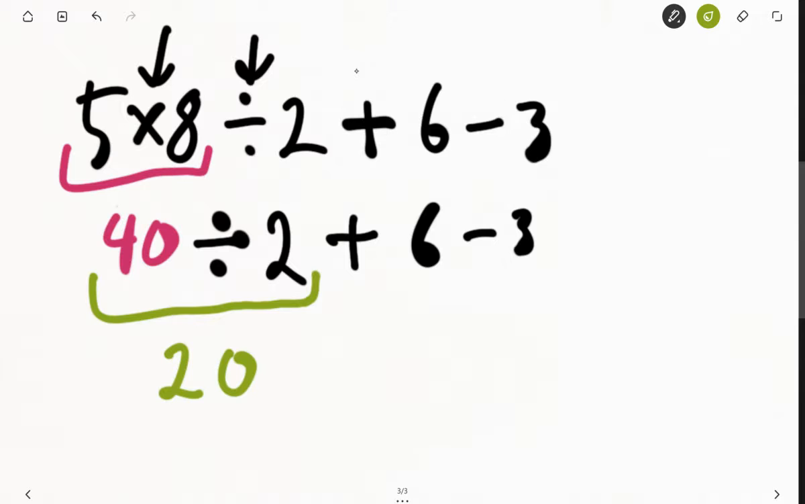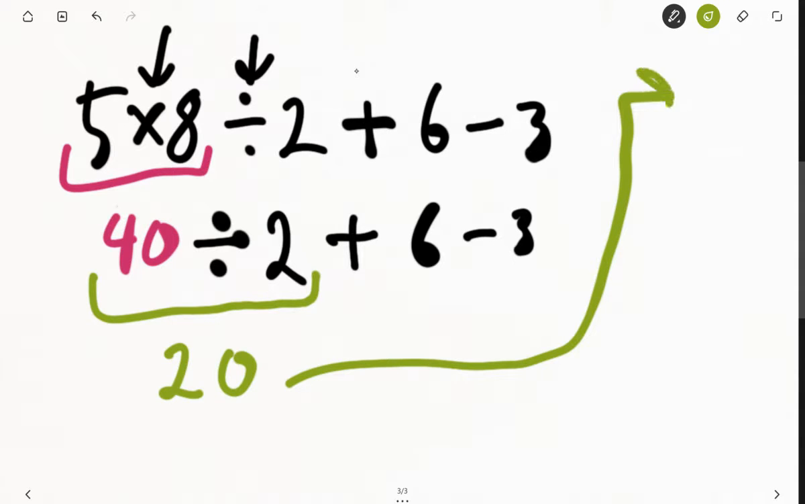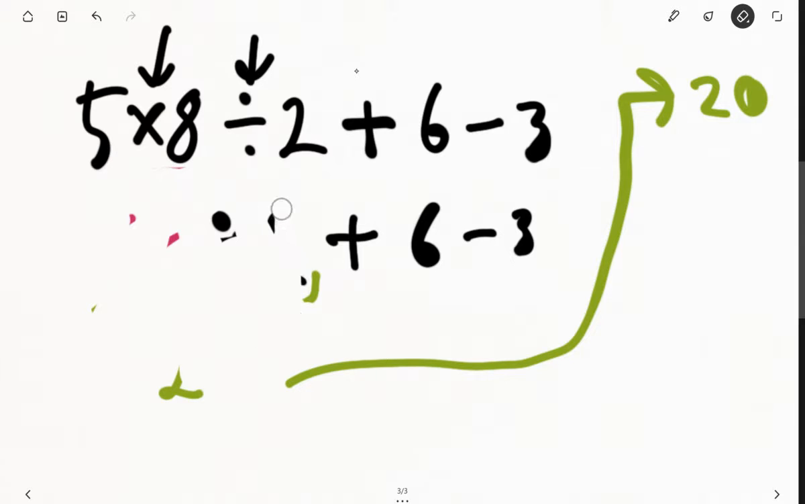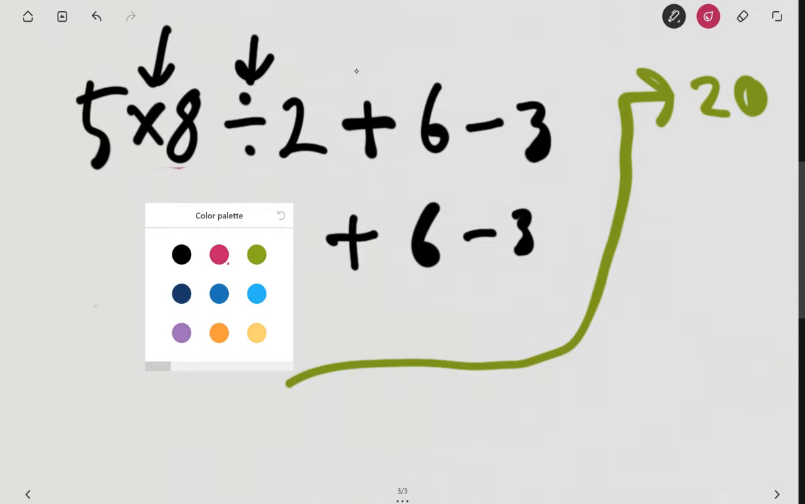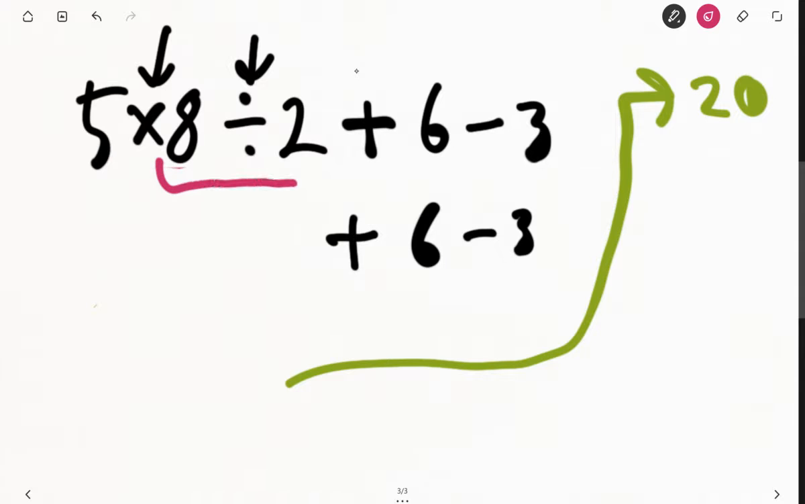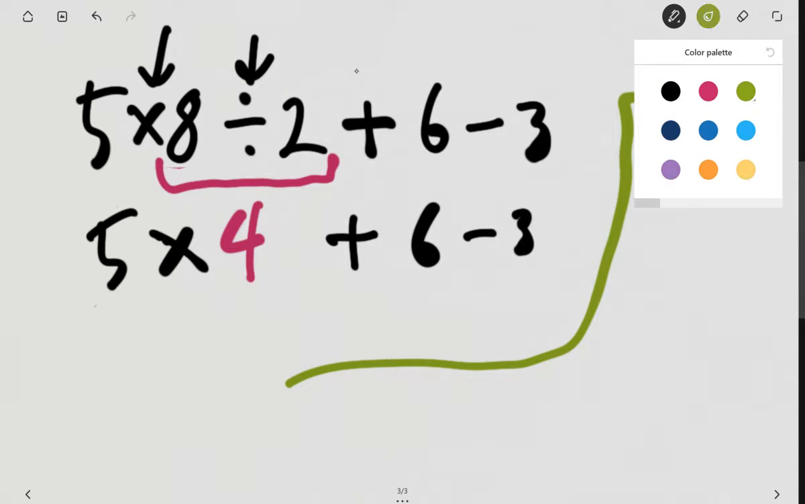Let's remember first of all that our answer was 20 when we went left to right. That's great. So what if we did it a little bit differently? What if instead of starting there, we started with 8 divided by 2? Let's do that problem first. 8 divided by 2 is 4. Let's bring the rest of that problem down for us. 5 times 4.